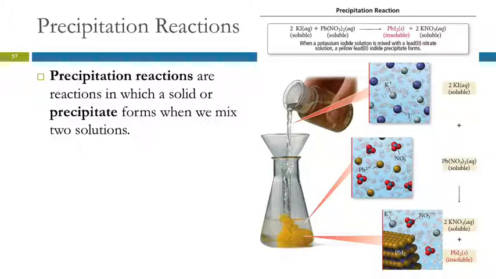But when we mix those two solutions together, the lead and the iodide encounter each other. Iodide compounds are generally soluble except with lead, mercury, or silver, right? So this is an exception. So the lead and the iodide ions are going to get together and form a precipitate because this compound is insoluble.